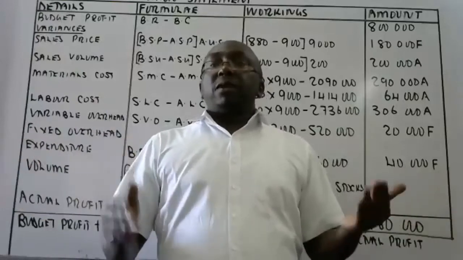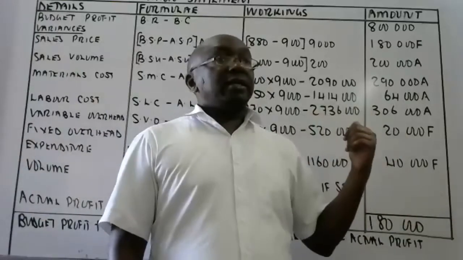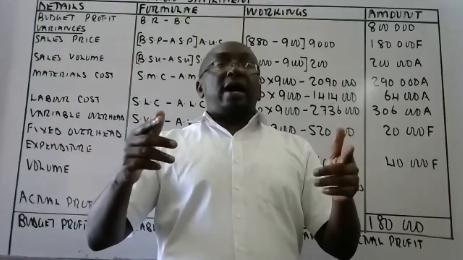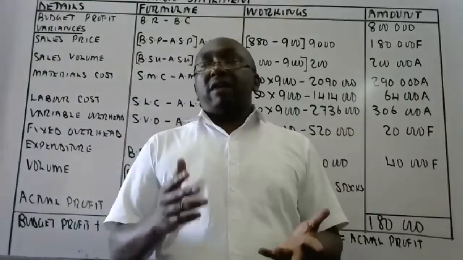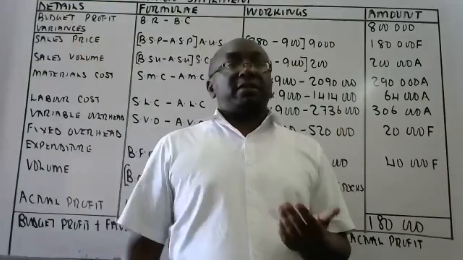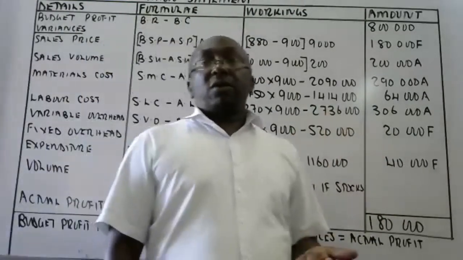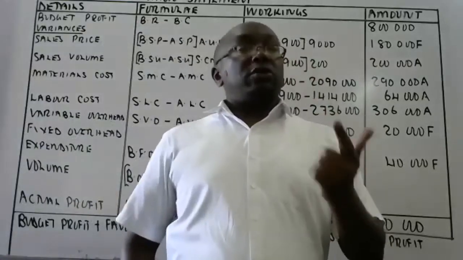So we need to know, when the standards were set, have people improved since then? Or have people not improved since then? Or have they even deteriorated in terms of performance? Those are things you need to check. The last one is what we call random or the uncontrollable factors.